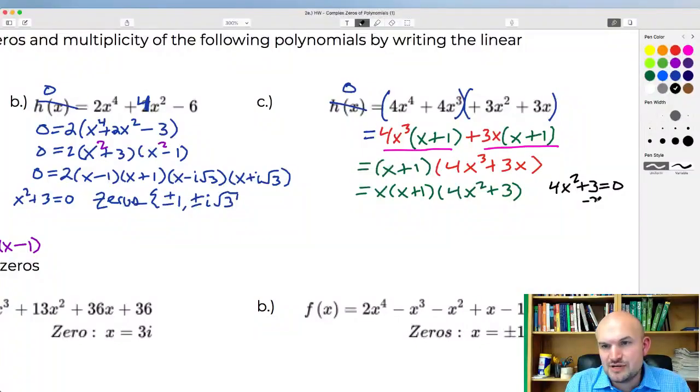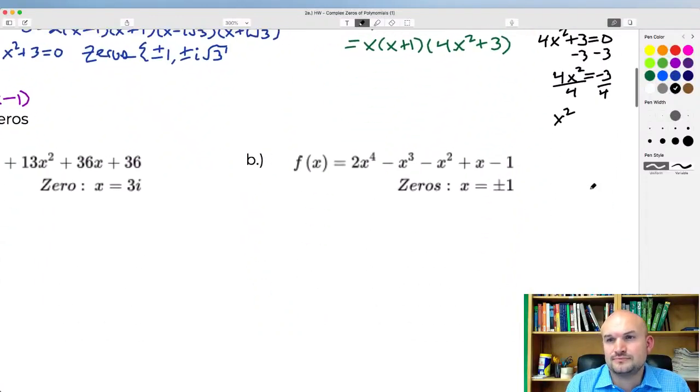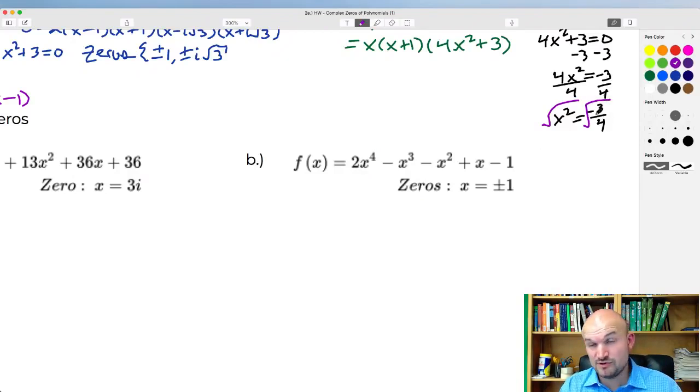So what we're going to do here is just subtract 3. Then I have 4x squared equals negative 3. Divide by 4, divide by 4. x squared is equal to negative 3 over 4. And then I need to take the square root. Again, you're taking the square root of a negative number. We can break this square root into the square root of the numerator and the denominator. So I'm going to be left with x equals plus or minus i square root of 3 over 2.